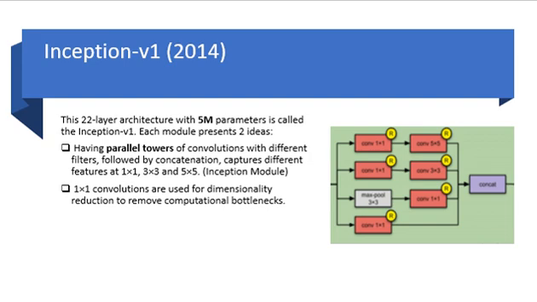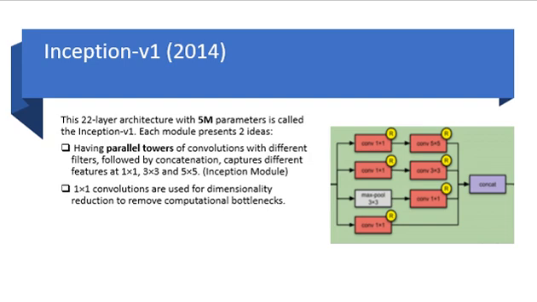This idea is motivated by Arora et al. In the paper Provable Bounds for Learning Some Deep Representations, they suggested a layer by layer construction in which one should analyze the correlation statistics of the last layer and cluster them into groups of units with high correlation. And the second idea is that 1x1 convolutions are used for dimensional reduction to remove the computational bottleneck.